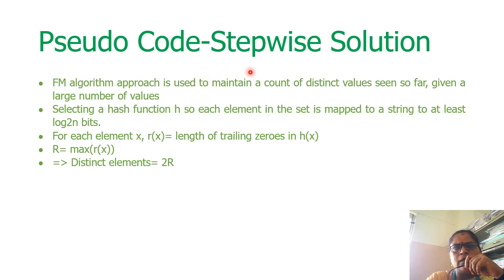The pseudocode for the FM algorithm is a step-by-step solution. It is used to maintain a count of distinct values seen so far, given a large number of values. You select a hash function h. Each element in the set is mapped to a string of at least log 2 n bits, and for each element x, r of x is equal to the length of the trailing zeros in h of x, where h of x is the hash function. R will become the maximum of r of x, which implies my distinct elements will be equal to 2 to the power of the value of capital R.